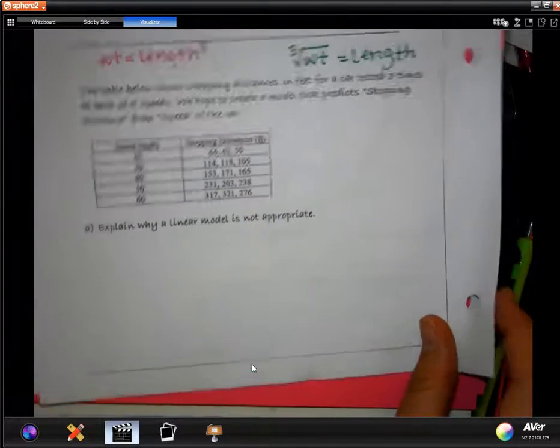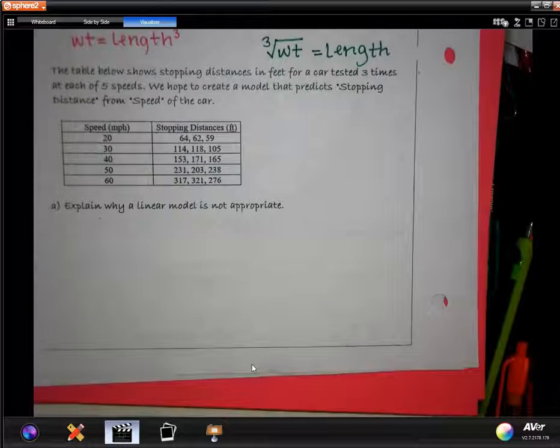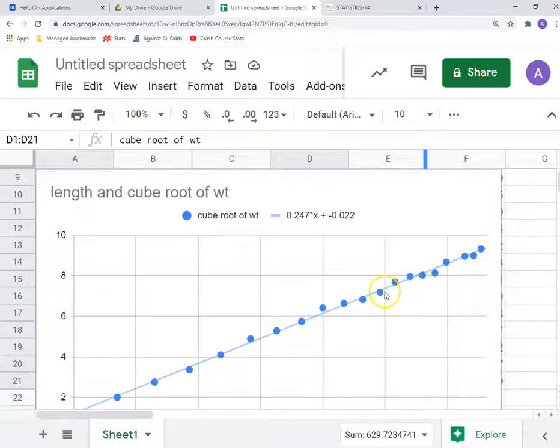Do you guys feel like you can try this one? You're going to raise it to a power or use a root. So it's 20 3 times.